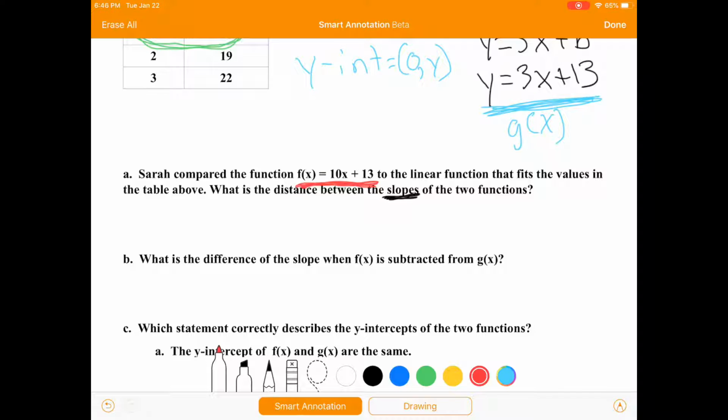Looking at the slopes, we've got 10 and 3. How much distance is in between? We take the biggest number, subtract the smallest number, and we get 7.